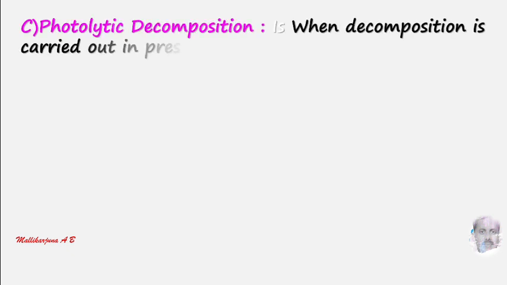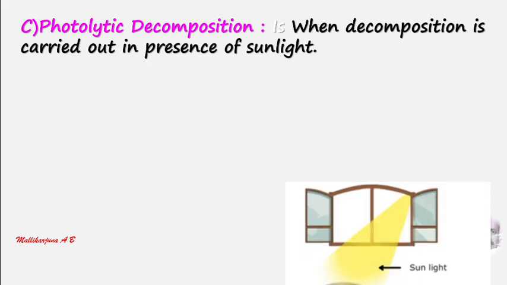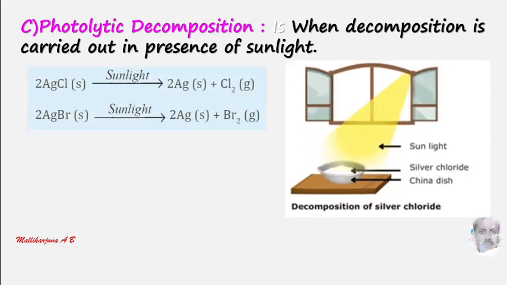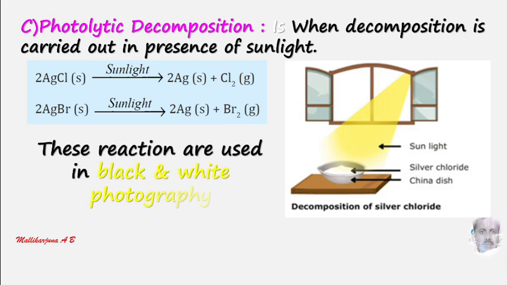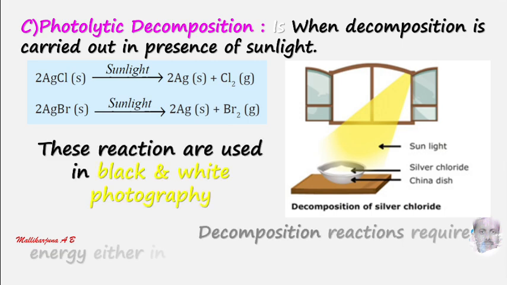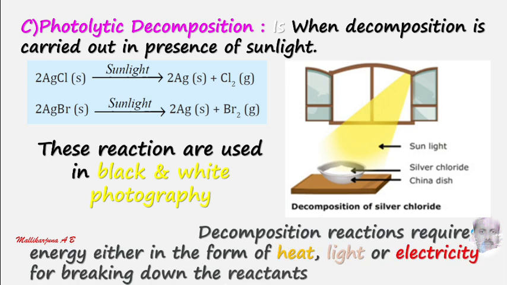Photolytic decomposition is when decomposition is carried out in the presence of sunlight. Silver chloride splits into silver and chlorine. Silver bromide splits into silver and bromine. These reactions are used in black and white photography. Decomposition reactions require energy in the form of heat, light or electricity for breaking down the reactants.